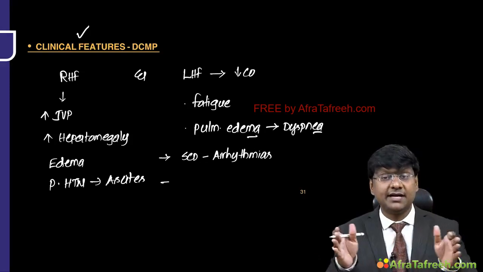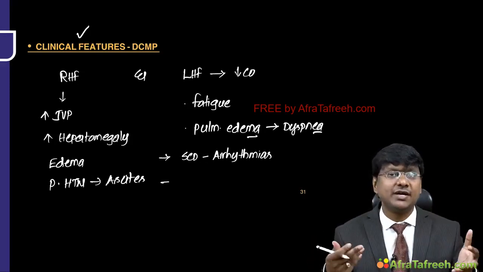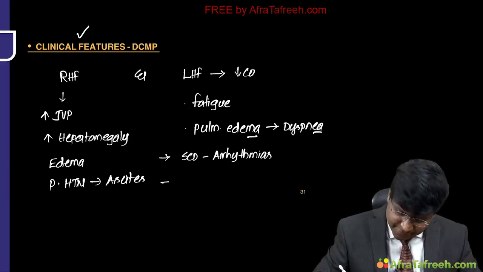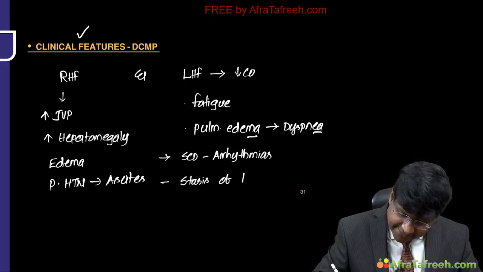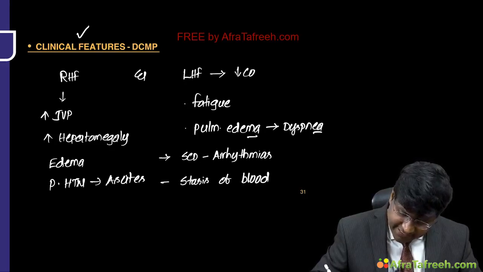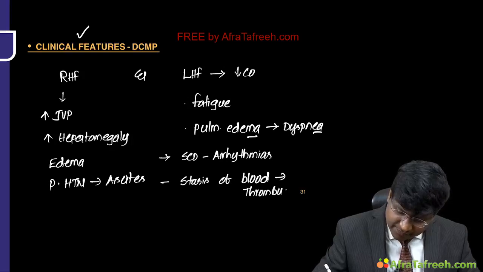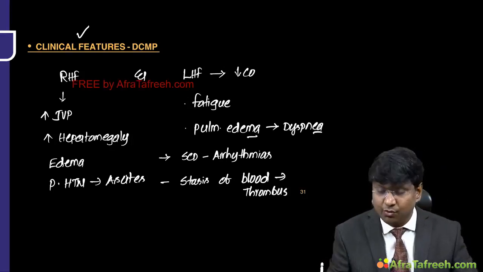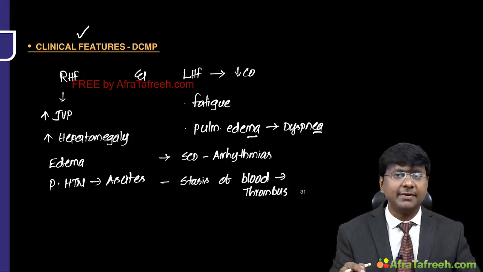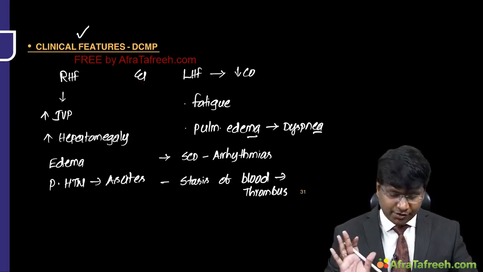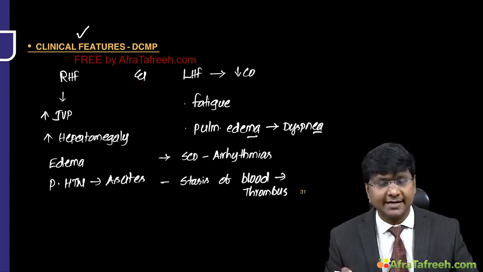And how are the chambers? They are dilated chambers, and there is systolic dysfunction, or contractile dysfunction. So because of the systolic dysfunction, there can be stasis of blood within the dilated chambers. And the blood which has undergone stasis can form thrombus within the dilated chambers. And this thrombus formed within the dilated chambers will shower emboli. So there can be thromboembolic events. So this is about the clinical features of dilated cardiomyopathy.